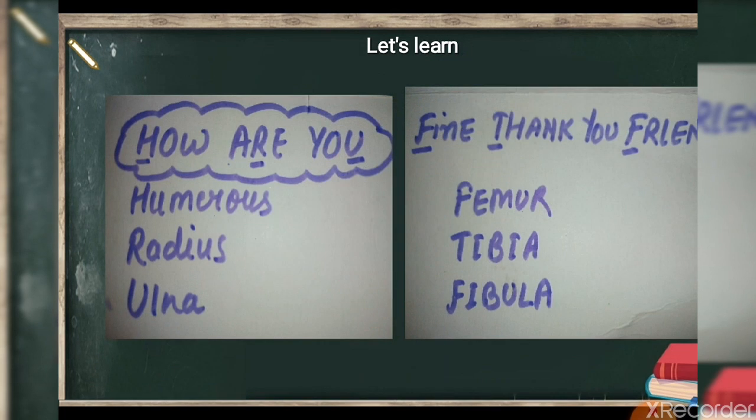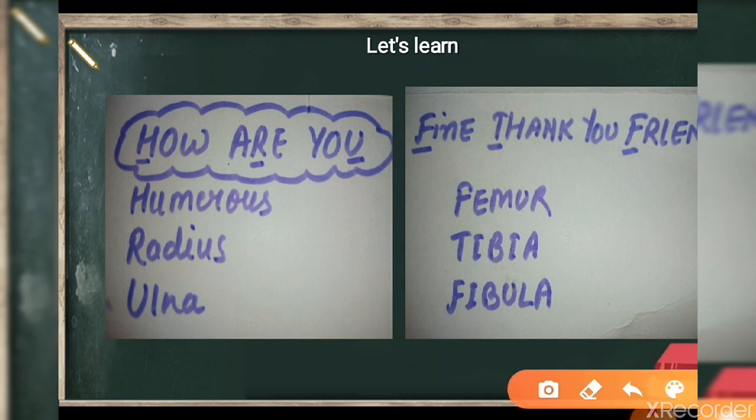What will you say? Fine, thank you, friend. Okay. So, how are you? As you can see, I have taken H from how, R from are, and U from you. You can learn by this: humerus, radius, ulna. These are the bones of our four limbs. Very good.